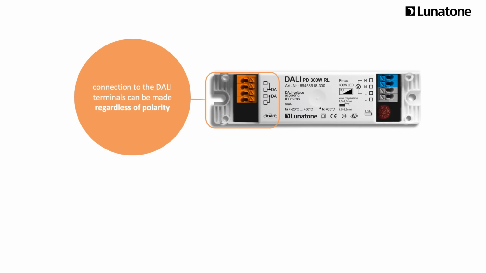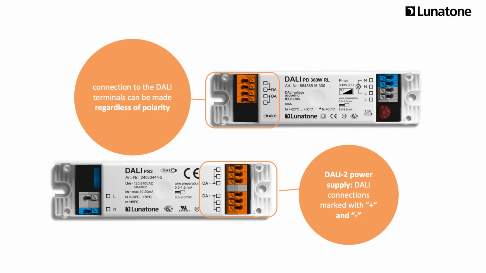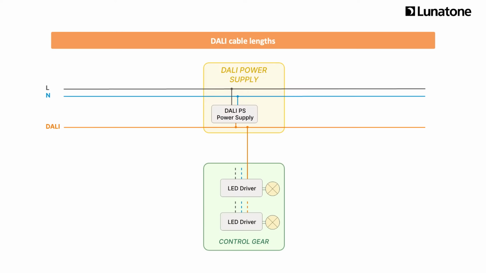The connection to the DALI terminals can be made regardless of polarity. The bus input is protected against overvoltage. Therefore, the terminals are usually not marked with plus or minus. An exception is the DALI-2 power supply. Because the DALI-2 standard allows several DALI PS on one DALI line, the terminals must be labeled with plus and minus. An important point to consider when wiring is the cable length.